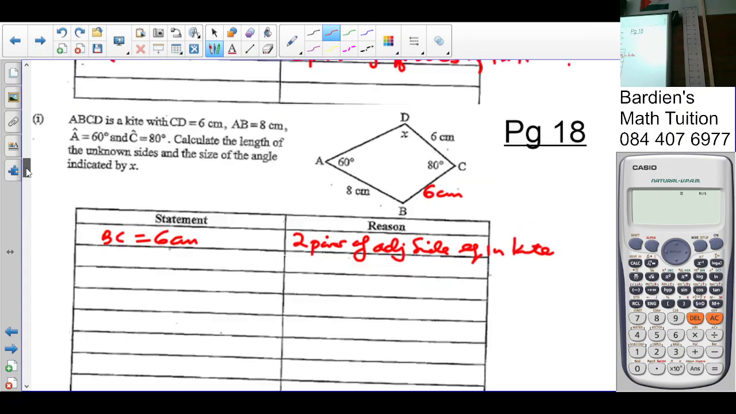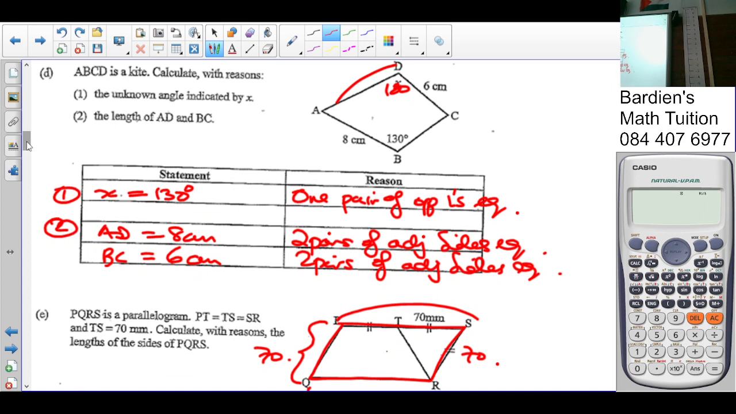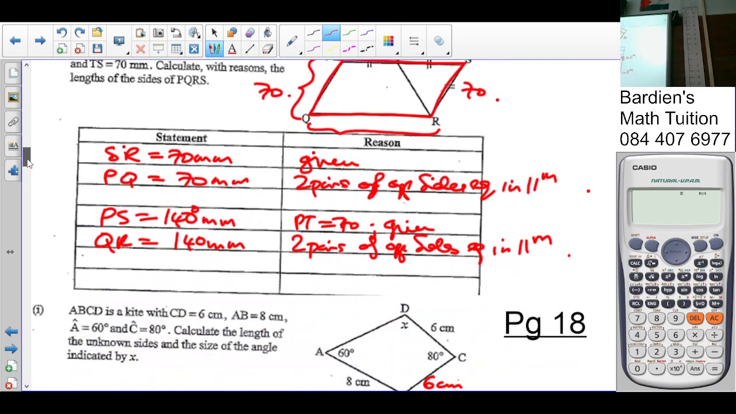Did I say kite earlier? No. You see, I would have lost them all. What's wrong with me? Kite. Sorry about that. Please don't keep it against me.